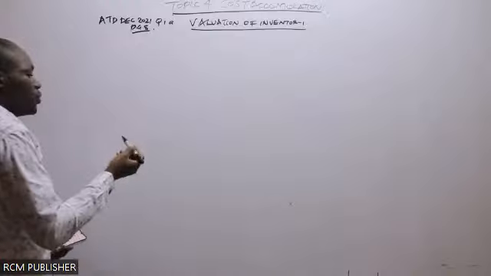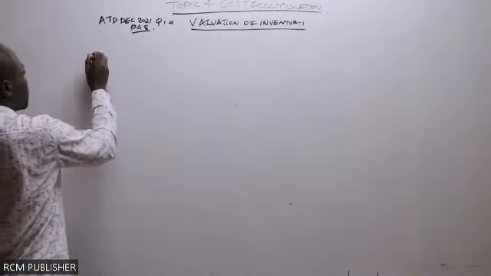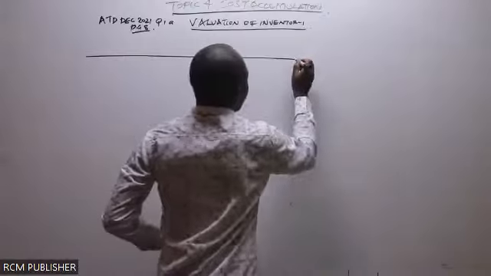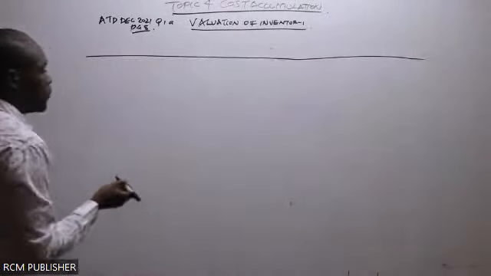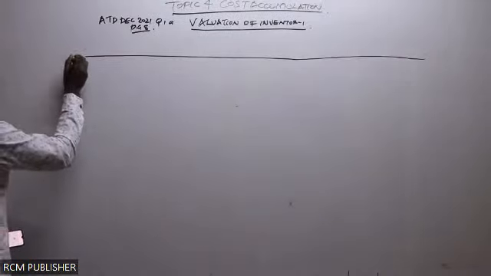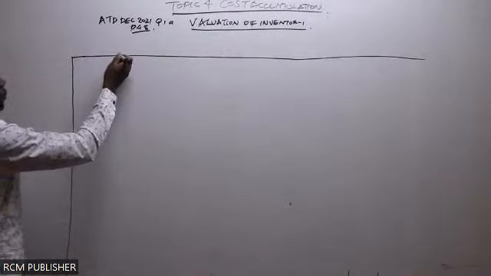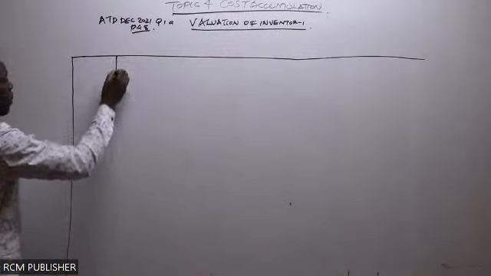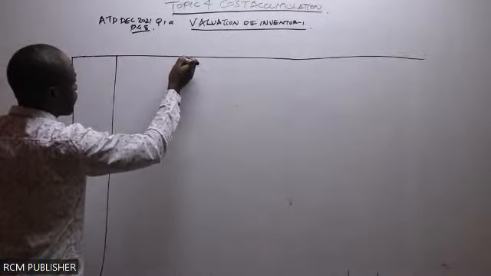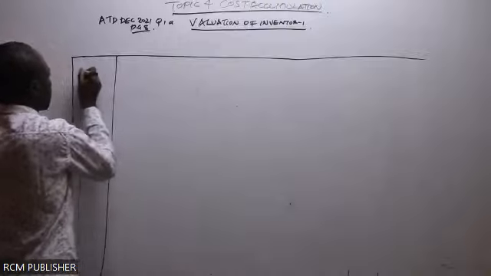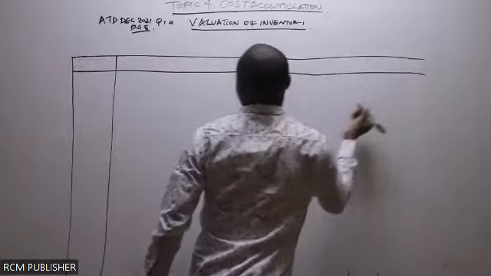So the first thing that we now do, let's all of us have the format here. For this format, we are supposed to have the date column. Then we are going to move to the receipts. We are going to deal with the receipts.